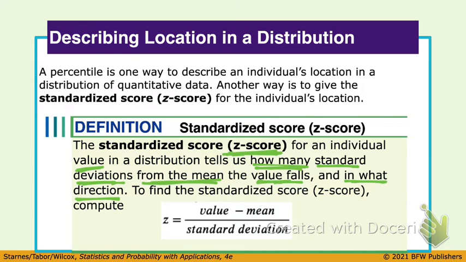So to find the z-score, we're going to use a formula. Here's the formula right here. Our z-score is going to be, we're going to take the value from that distribution, and we're going to subtract the mean. Then we're going to divide by the standard deviation. Whatever number we get, that is our z-score. That is the number of standard deviations that we had to use to get from the mean to the actual value in the distribution. So let's look at a little example here.